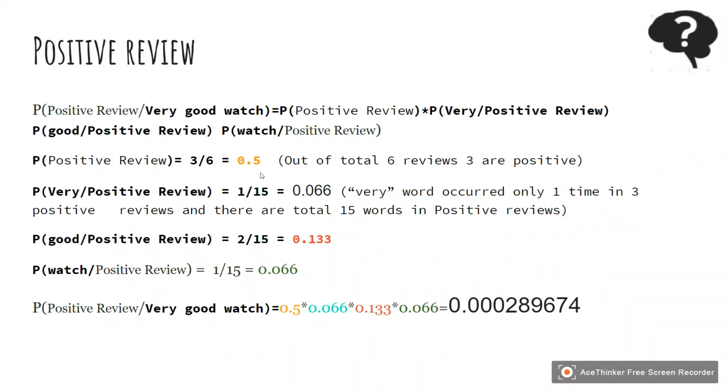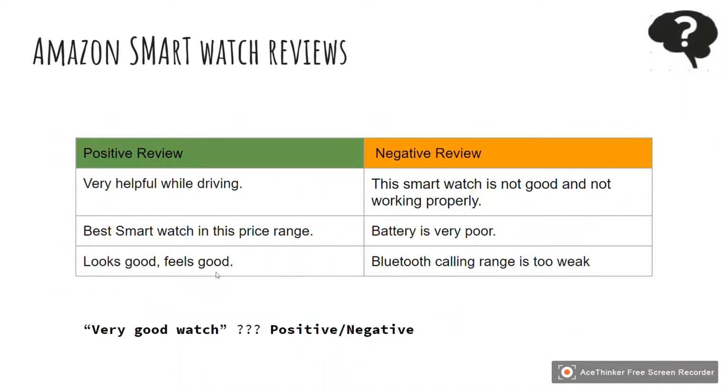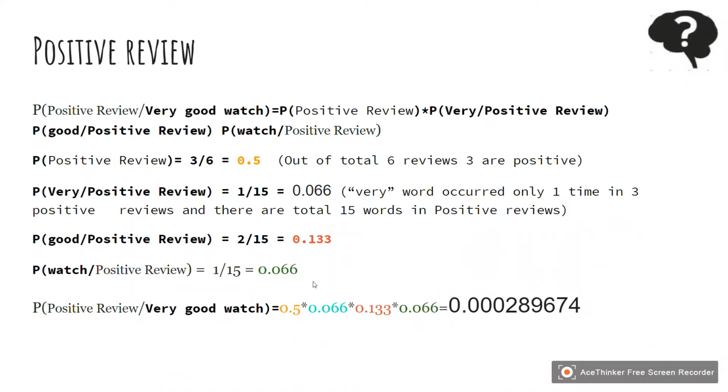Now let's calculate all these probabilities. What is the probability of a positive review? We have 6 reviews: 3 positive and 3 negative. So the total reviews are 6, and the probability of a positive review is 3 by 6, because we have 3 positive out of 6 reviews. That is 0.5.